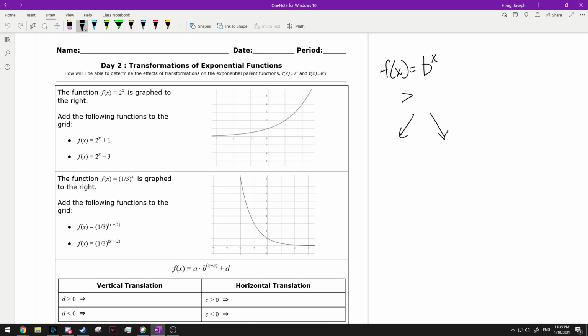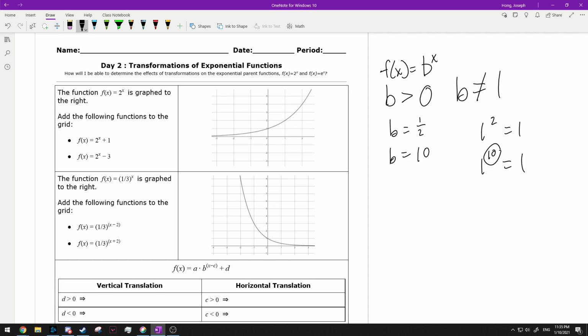And a little bit of recap, when we do f of x is equal to b to the power of x, we have to say that b has to be greater than 0, but b can't equal 1. As in, b can equal a fraction, or b can equal a big number as well, as long as b does not equal 1. And that's because if b equals 1, 1 to the power of 2 is equal to 1, and 1 to the power of 10 is still 1. No matter if I change this, it'll still equal 1. And that's why b cannot equal 1. It wouldn't make any sense.